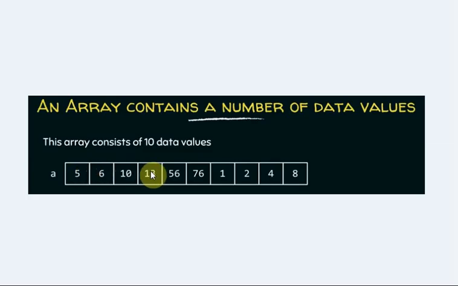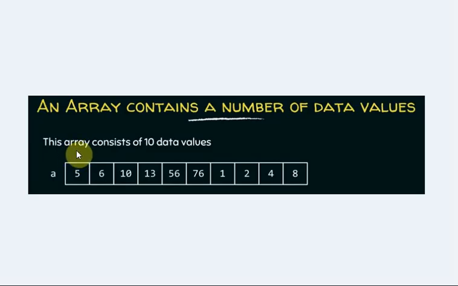Another thing we need to know about this array is that there will always be an indexing number, starting from 0, 1, 2, 3, 4, 5, 6, 7, 8, 9. Always remember the array size is 10. The final index number will be 10 minus 1, because the first index starts from 0.